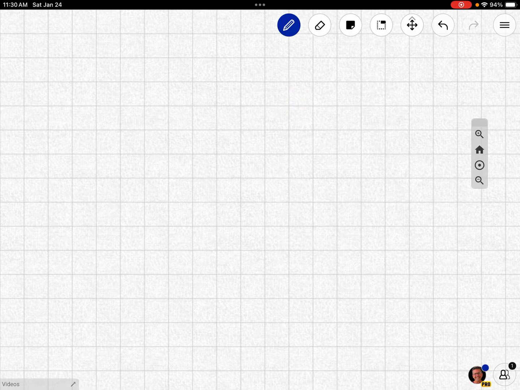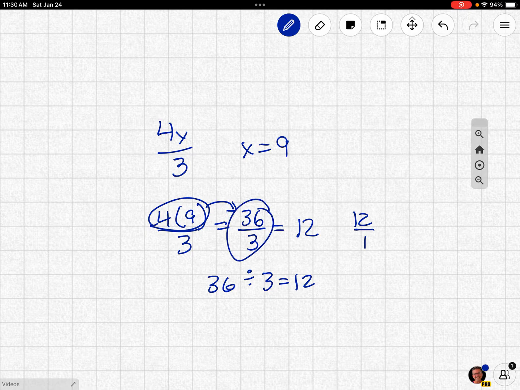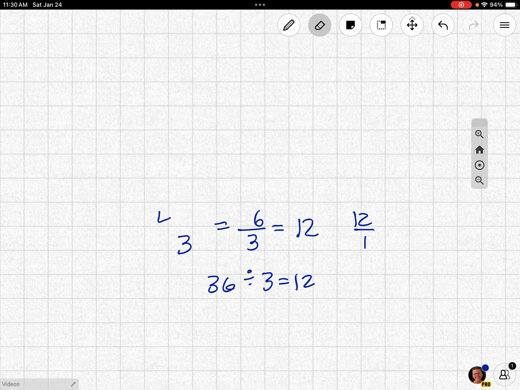The next one says 4x over 3, and it tells us x is equal to 9. So this becomes 4 times 9 divided by 3, which is equal to 36 divided by 3. 4 times 9 is 36. 36 divided by 3 is equal to 12. If you wrote 12 over 1, you didn't simplify. It's just 12. This is just like 36 divided by 3. It's the exact same thing. It's just written differently, written out as a fraction. All right, we're almost done.